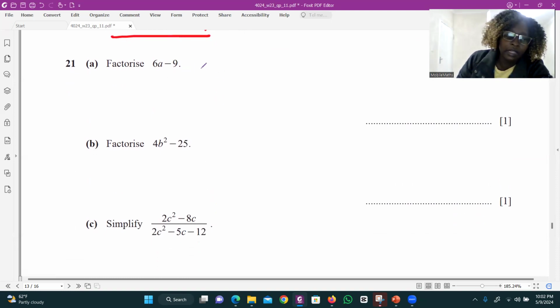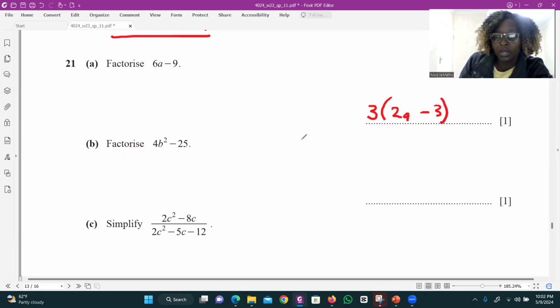Number 21, factorize completely. 6 and 9, I think we have got a common factor of 3. 3 can go into all of these. So we can say the factor is 3 bracket 2a minus 3, like that. That's the final, that's why it's 1 mark.